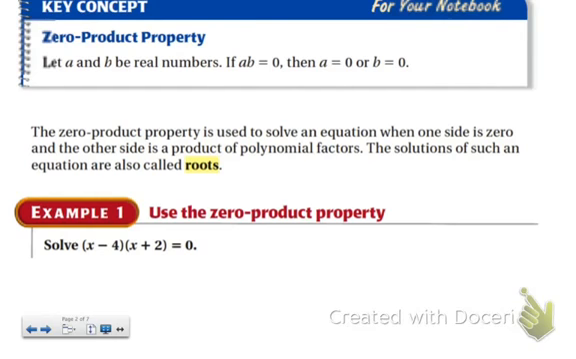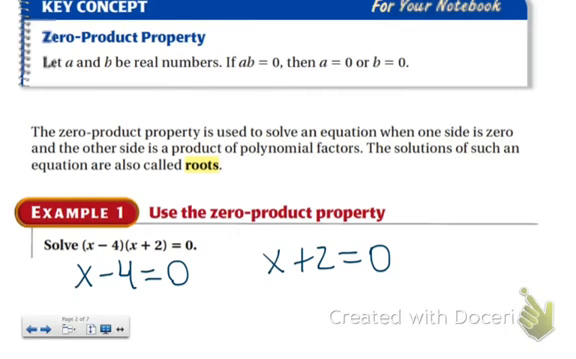But if we want to solve x minus 4 times x plus 2 equals 0, what we're going to have to do is set each part equal to 0, because there's actually two values that would make this equation 0. So we're going to take x minus 4 equal to 0, and x plus 2 equal to 0. Because remember, 0 times anything is 0, so if x minus 4 equals 0, then that will make the equation 0. Or if x plus 2 equals 0, that will make the whole thing 0.